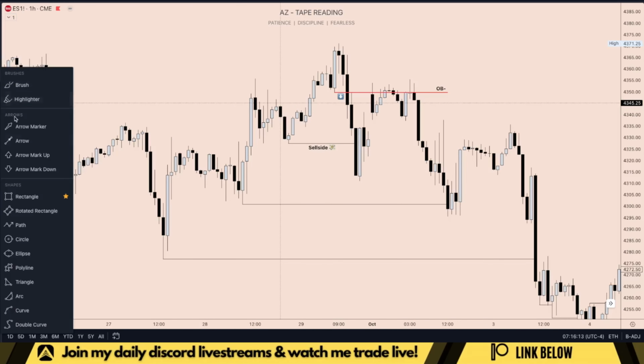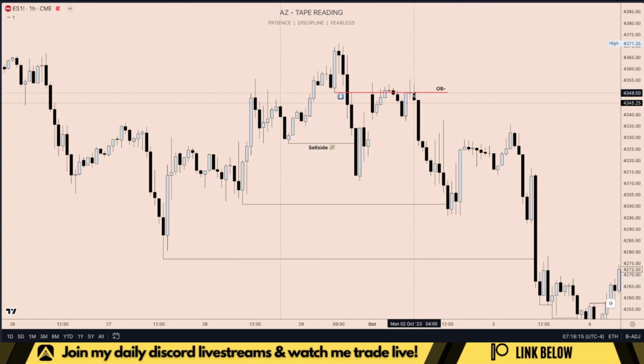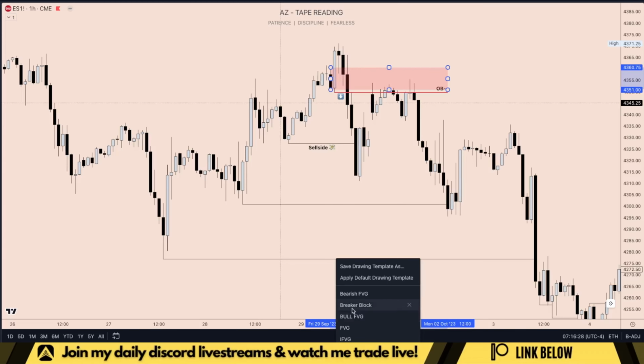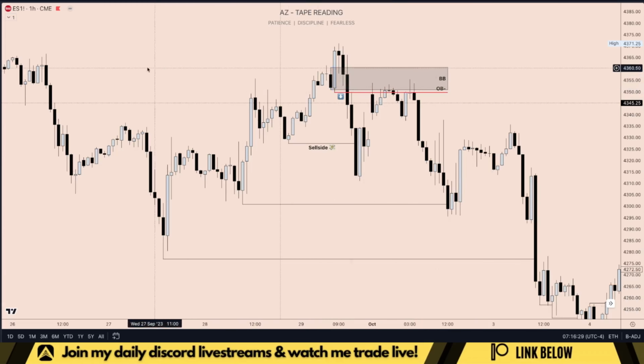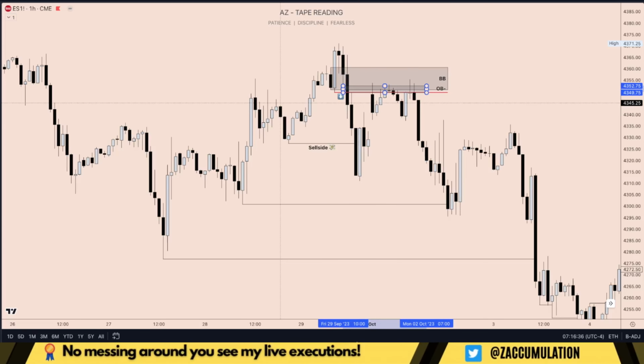If we remember what we learned in ICT Simplified, number 4 in the previous video, we look at the most recent lowest down closing candle before we displace, which becomes our breaker block. And what else do we have right here? A bearish fair value gap. If that's not a high probability setup, I don't really know what is.